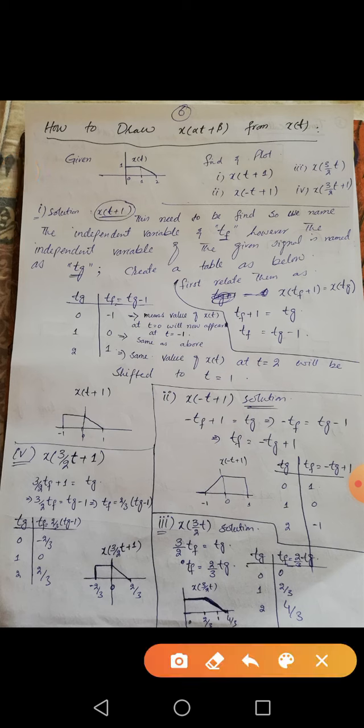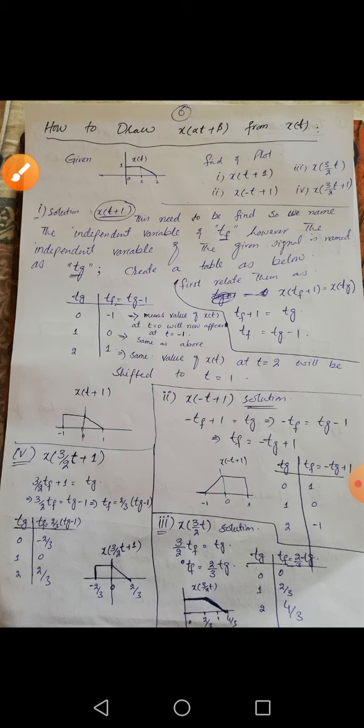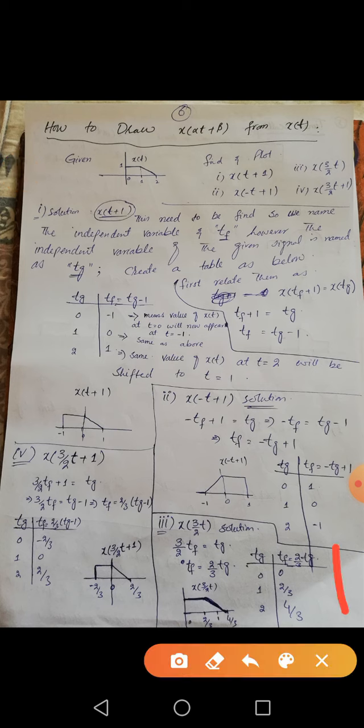Now let us define the third example, x of 3 by 2 t, solution. Relate this independent variable: 3 by 2 tf is equal to tg, and tf is equal to 2 by 3 tg. Now create this table, tg and tf is equal to 2 by 3 tg. Tg is equal to 0, tf is equal to 0, tg is equal to 1, tf is equal to 2 by 3, tg is equal to 2, tf is equal to 4 by 3.